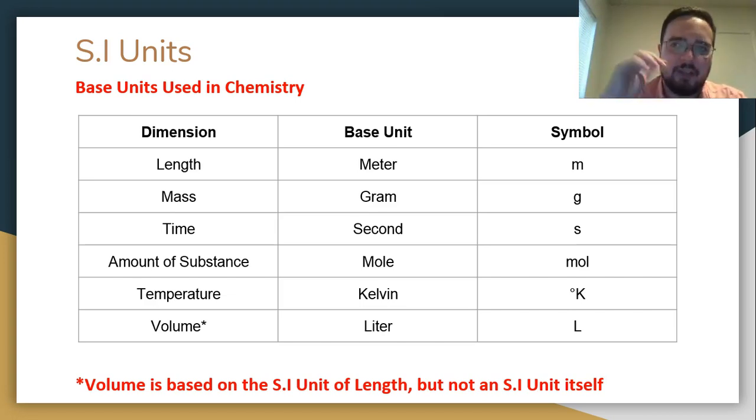A couple of other ones that we'll get further into later in the year. The amount of a substance is what's called a mole. No, it's not the little thing that burrows in the ground, has little feelers, is the blind mole rat thing.